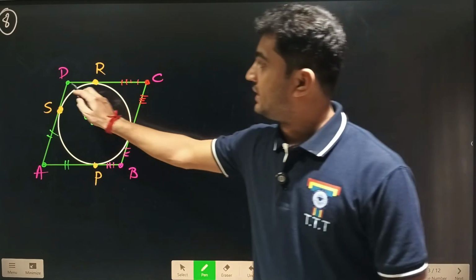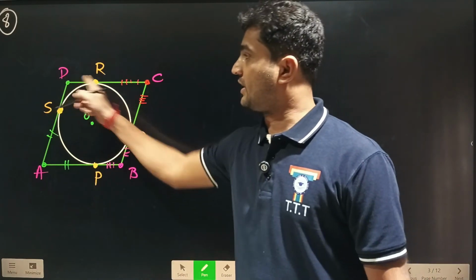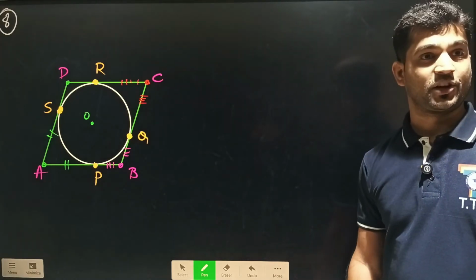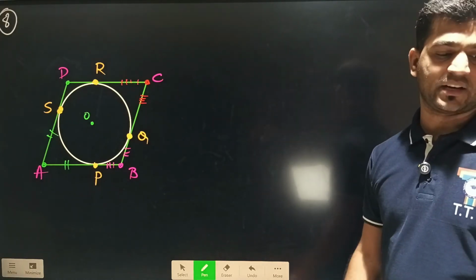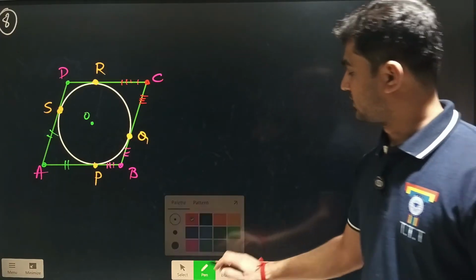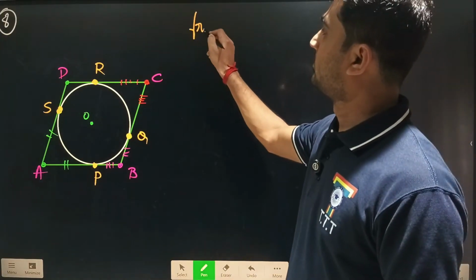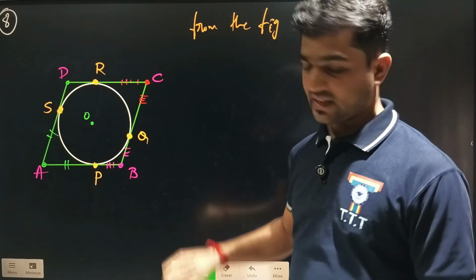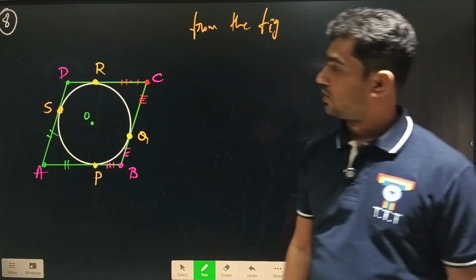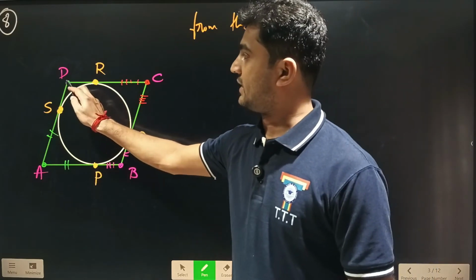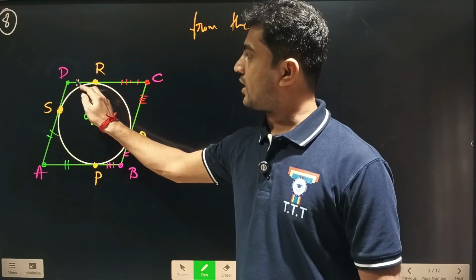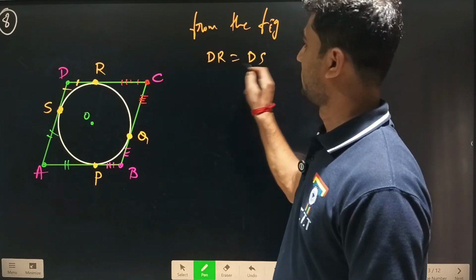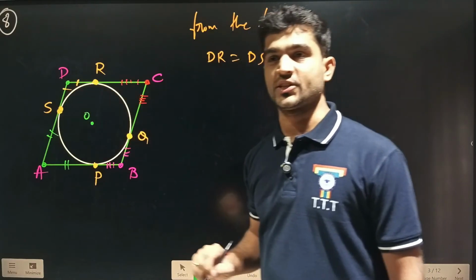At the same time, D is the external point, so therefore DR and DS are also equal. Correct? According to theorem number 2, from the figure we can say DR should be equal to DS.